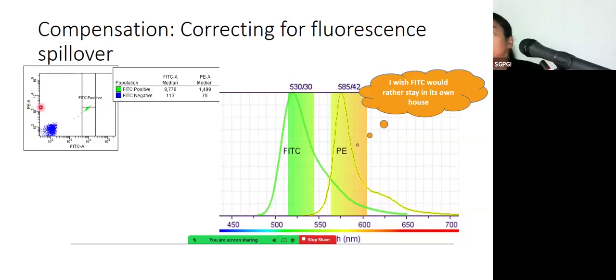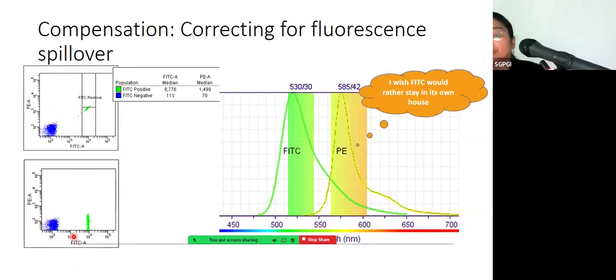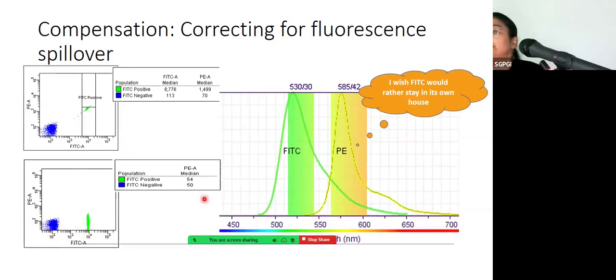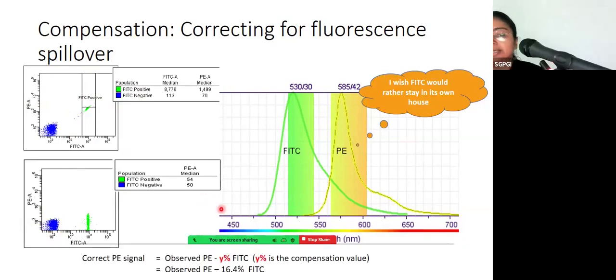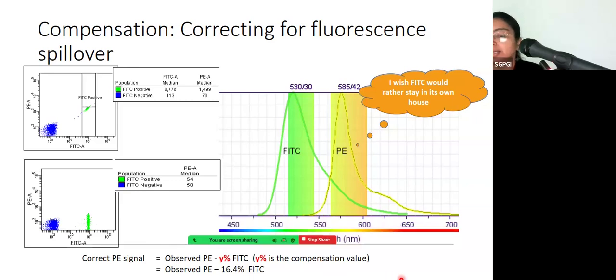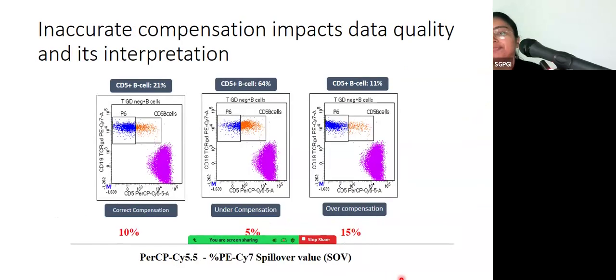Here, PE doesn't have any staining. This is only a FITC stain tube. So you want to remove the FITC signal spilling over into PE, and you're able to remove it, and you get them to the same median. So ensure that you don't do eyeballing compensation. Ideally, in a comp experiment, we should be looking at these medians to correct the compensation. So this is 16.4% of the FITC of the PE signal, which needs to be subtracted from the PE, and this is the figure that your instrument will have.